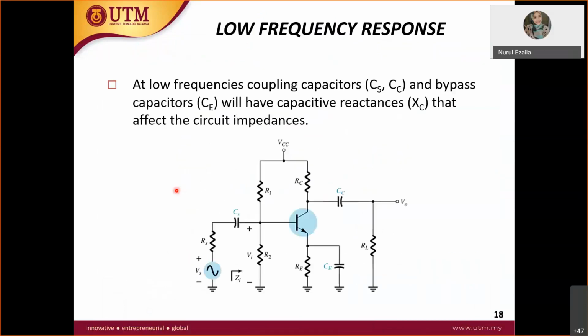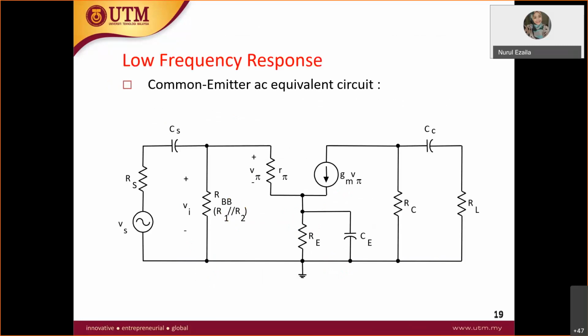So for the common emitter, let's go straight to the low frequency response. This is the circuit. For low frequency, you have to include all the capacitors that you see in the circuit. So this capacitor must be included, this capacitor, and this capacitor too. I believe all of you know how to draw the AC analysis: base, collector, and emitter. So this is common emitter.